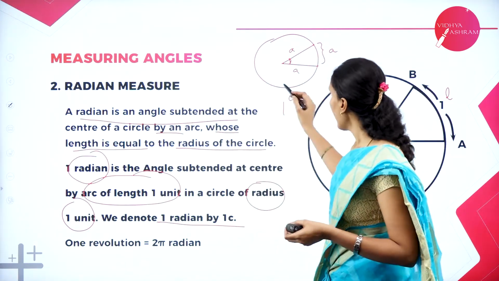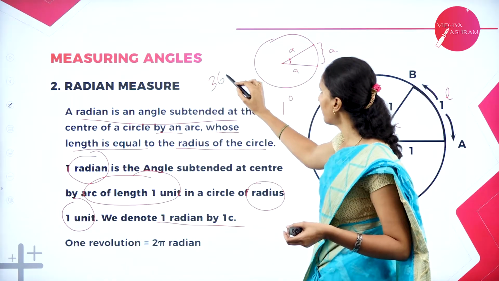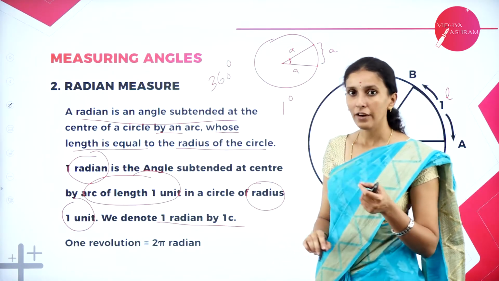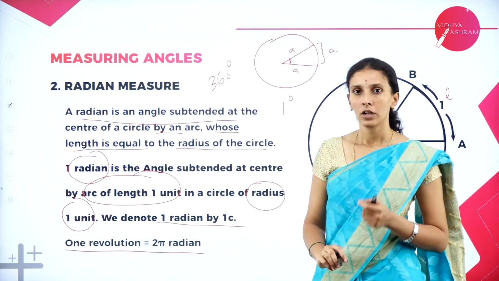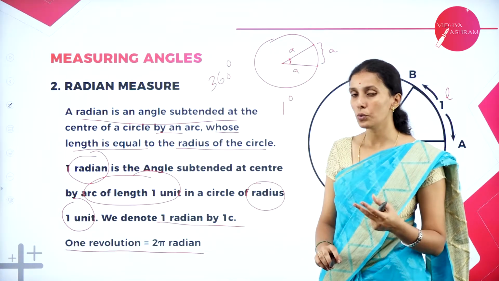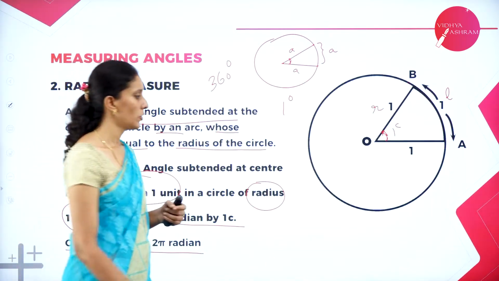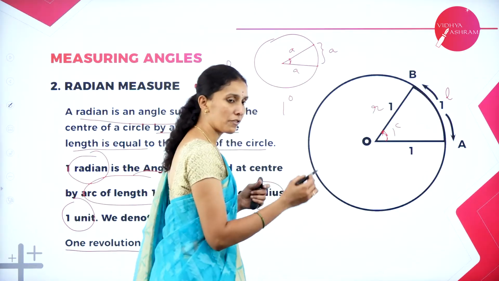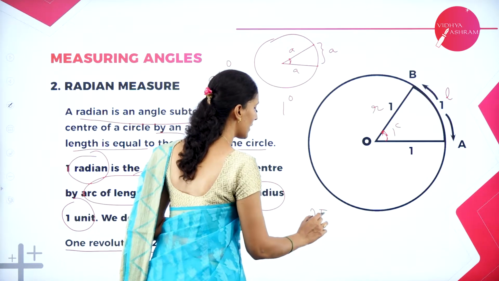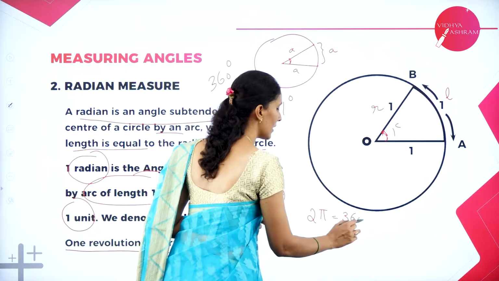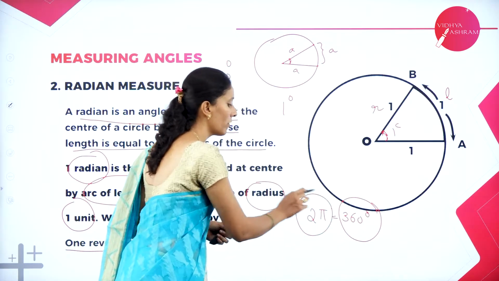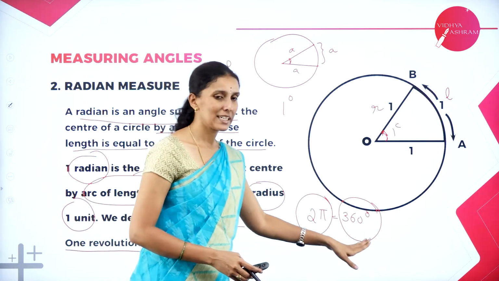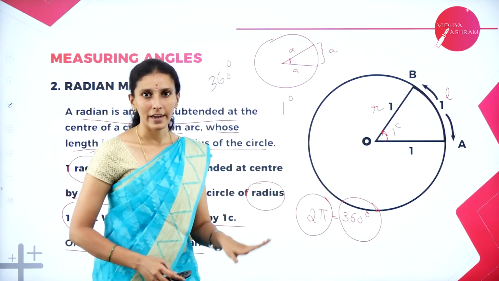Then we have 360 degrees, that is a complete revolution. So 1 revolution is nothing but 2 pi radians. Or 2 pi, that is the complete angle of a circle, is nothing but your 360 degrees. So this is in terms of degree measurement, and this is in terms of radian measurement. So 360 degrees means 2 pi radians.